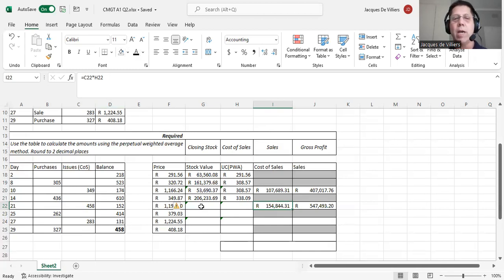Okay, how do we calculate our new stock value? Well, it was whatever it was before minus the cost of sale. And once again, our unit cost of our inventory does not change, stays at 338.09 Rand. Okay, and so you're now used to it.